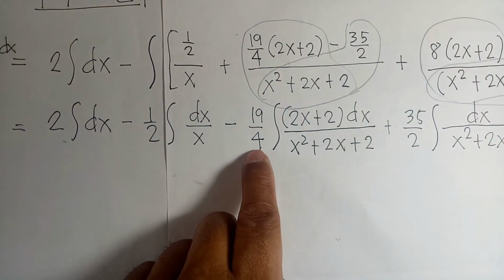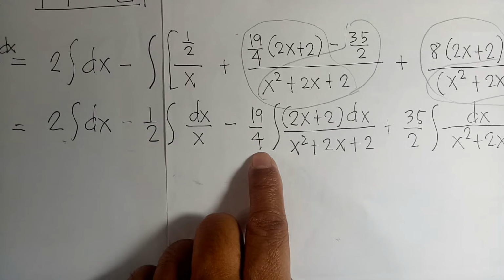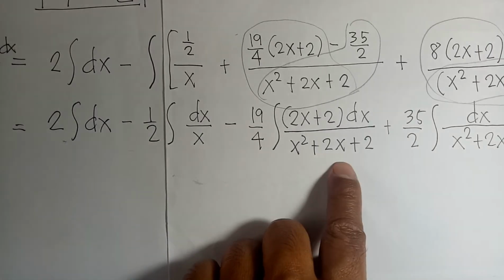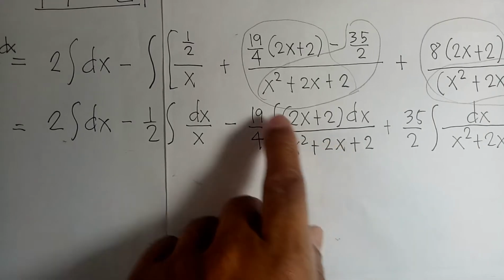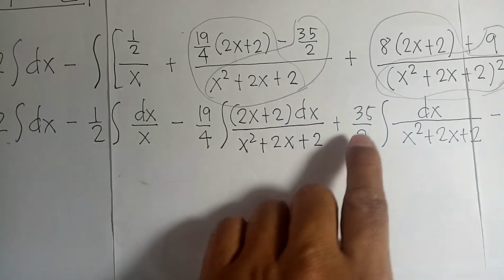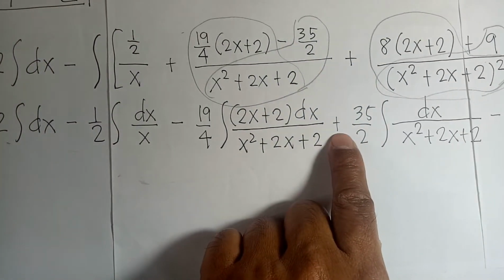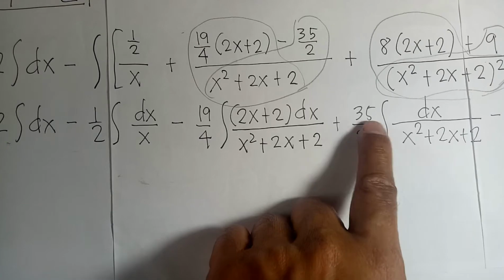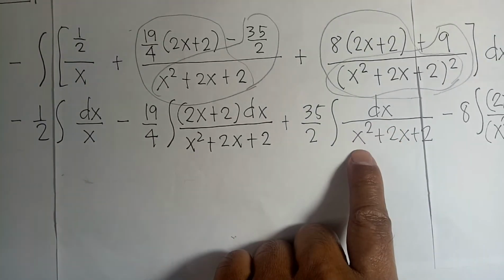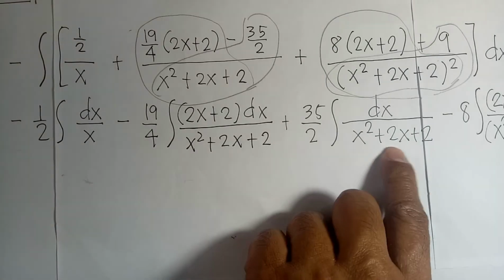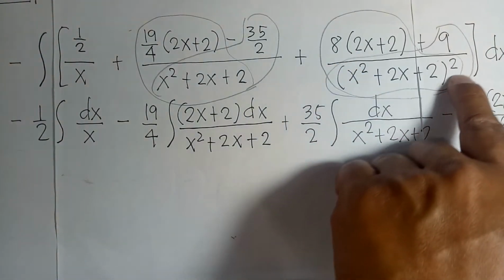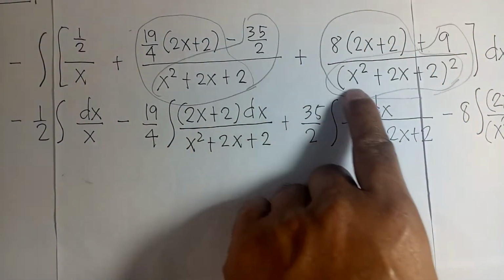So we will have negative 19 over 4 integral of 2x plus 2 dx divided by x squared plus 2x plus 2. And then we have negative times negative will become positive. So meron tayong positive 35 over 2 integral of dx divided by x squared plus 2x plus 2. Ito rin, pag-iwalayin din natin ito, meron siyang dalawang integrals dito.